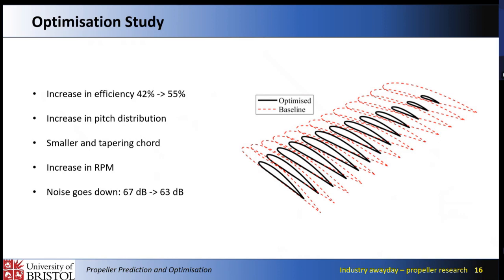And the RPM also increases to compensate for the loss in lift, as we need to maintain that. But the noise also goes down by 4 decibels. So we get a reasonable reduction in noise, even though we didn't constrain it for noise. But we can also go further, and we can actually look at implementing a noise constraint into the design so that we can make it as quiet as possible.